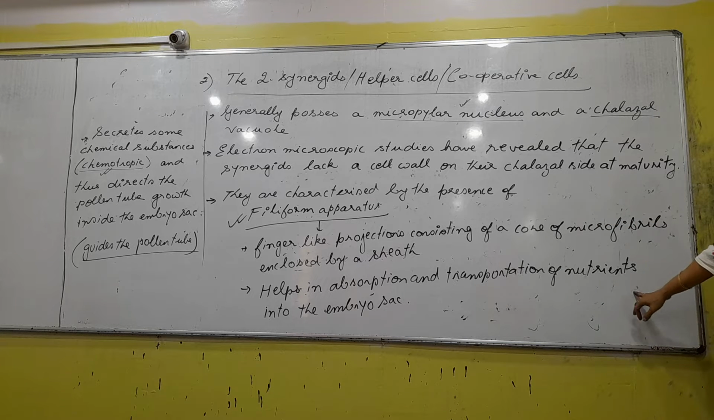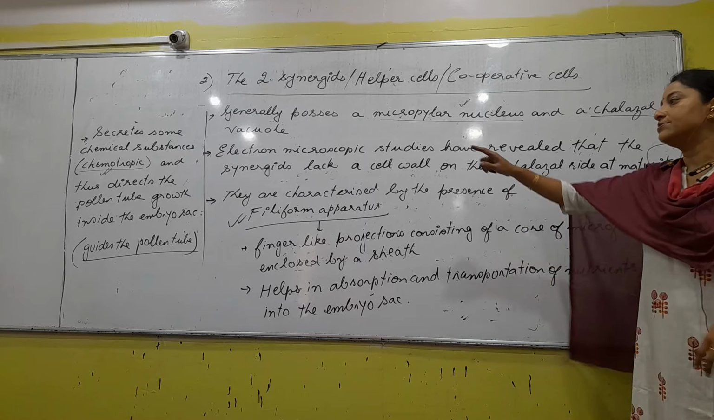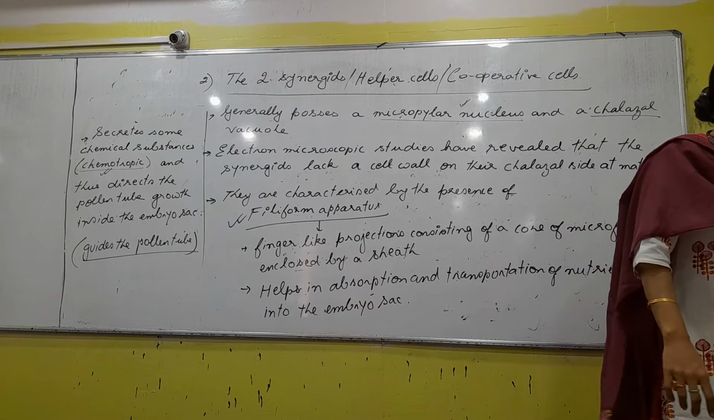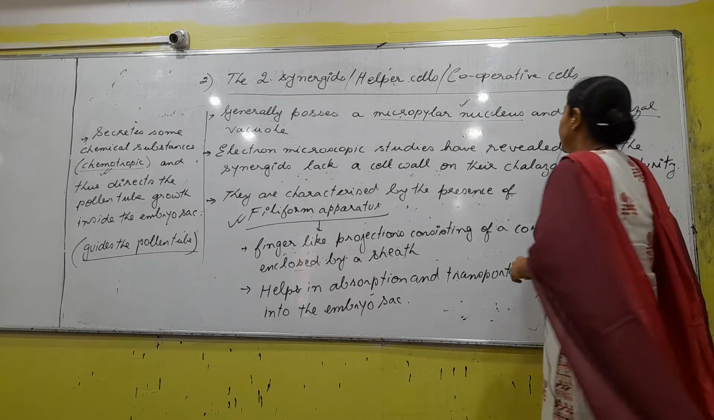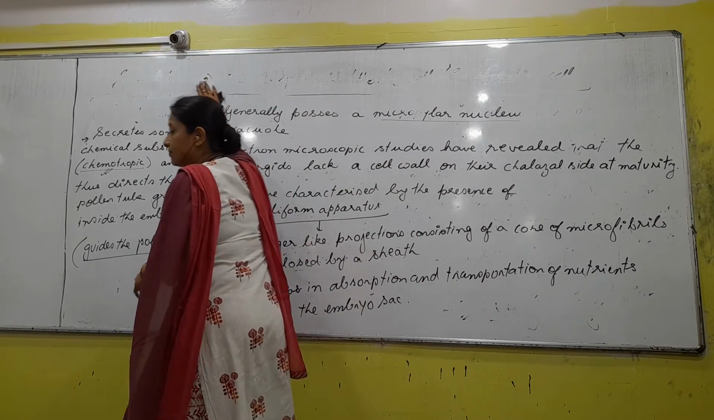Next, what is the function? Obviously, guiding the pollen tube. Apart from that, they also help in absorption and transportation of the nutrients for the growing embryo sac. Right? Out of all this, a question has been asked about that last line, guiding the pollen grain. Next, write antipodal cells.